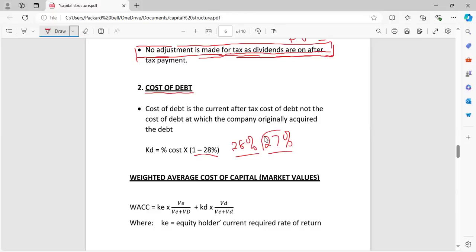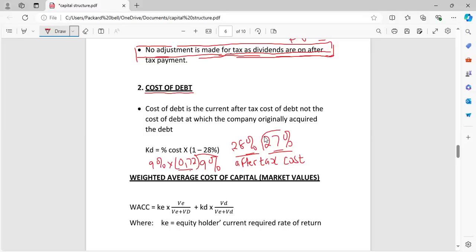So the cost of debt is a percentage that you are going to be given. If they say similar debentures are trading at 9%, you should give the after tax cost. So which means you are going to apply the 27% or the 28%. That's why here we say 1 minus 28, which means it's going to be 9% times 0.72. That is going to be your debt after tax. So always at third level, your debt must be after tax.